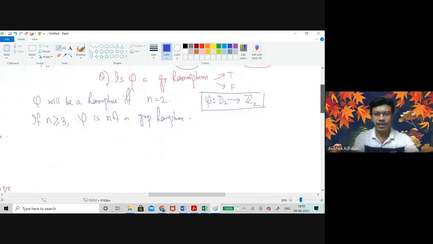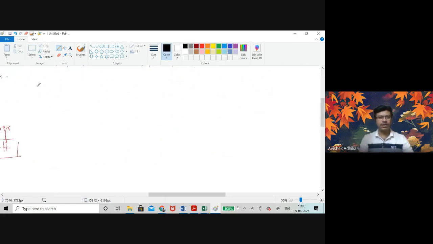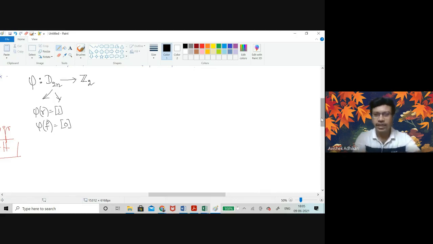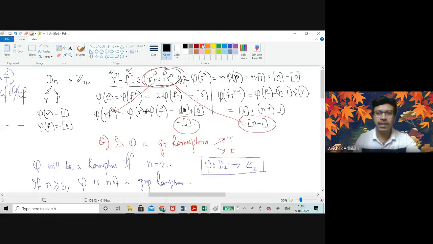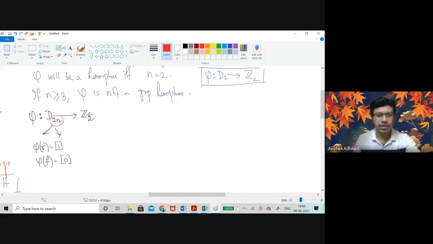Again, if we go a little beyond, there is another very interesting property. Let us have a look at what happens with phi from D2n to, say, Z2. What happens when phi is from D2n to Z2, defined as usual by phi of r goes to class 1, phi of f goes to class 0. It is the same as before, but in this case both groups were n. Now I am modifying it a bit. So this is my D2n, and here this is my Z2, and I am defining it like this.